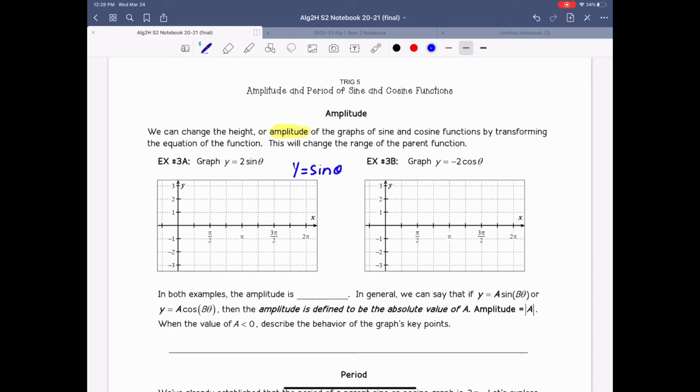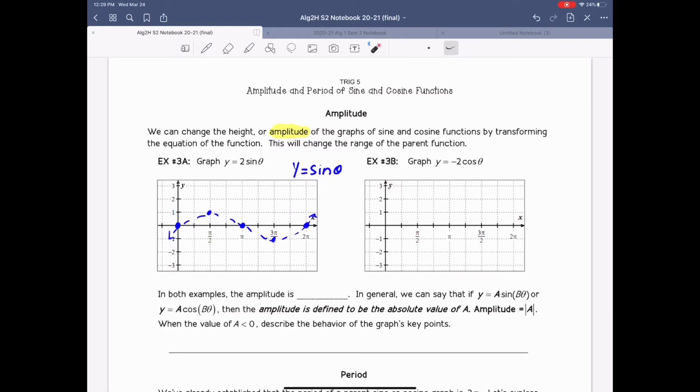of theta. Now, if I recall some of the key points of this graph, sine of theta, I know that the first point is 0, 0, using the graph on the first page. My next point is pi over 2, 1. My next point is pi, 0. Then we have 3 pi over 2 comma negative 1 and 2 pi comma 0. And again, this is the parent function of the sine graph. So that is a sketch of what we're looking at.